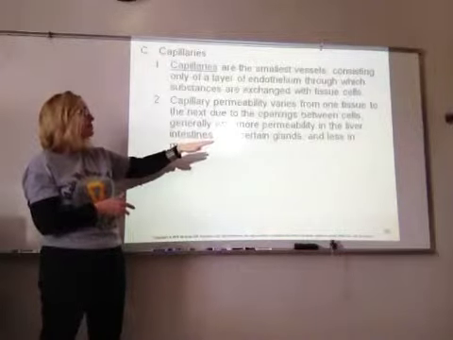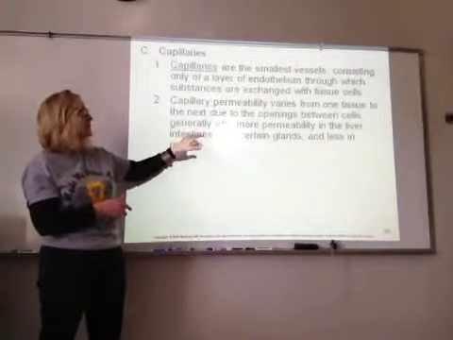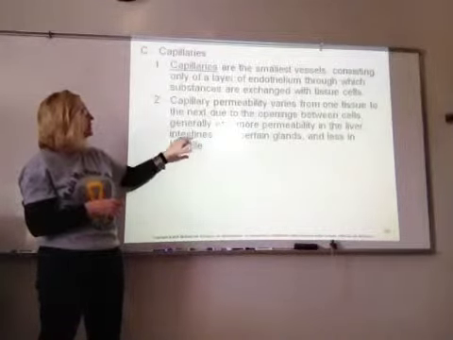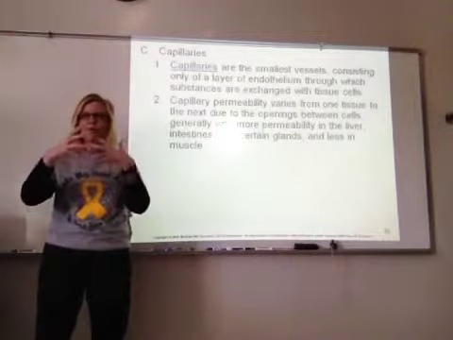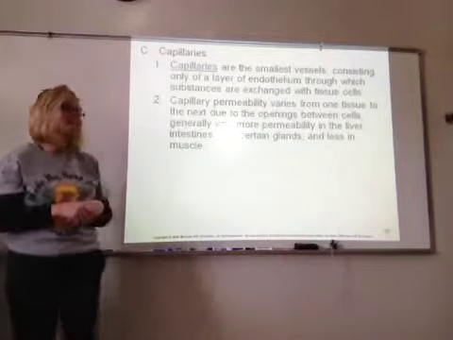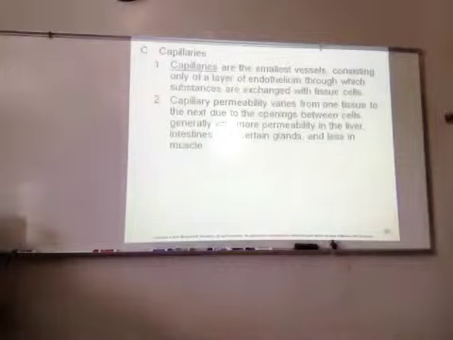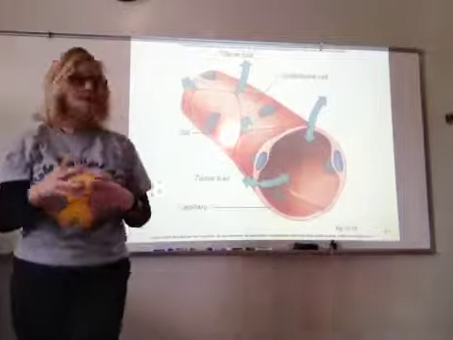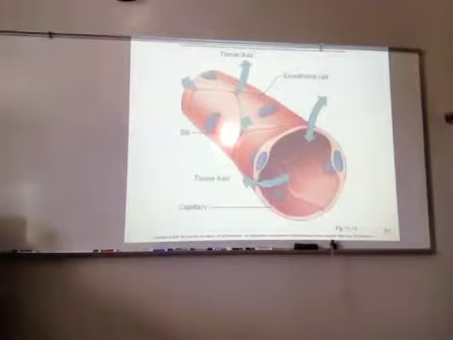For example, liver and intestines, organs that don't have as much muscle, are going to generally have more permeability, more exchange than some of your other organs. So there's a picture of your capillary. One layer, that's it. Nothing else to it. You can see how fluid, tissue fluid, can go in and out. There's little slits for substances to leave the capillaries.